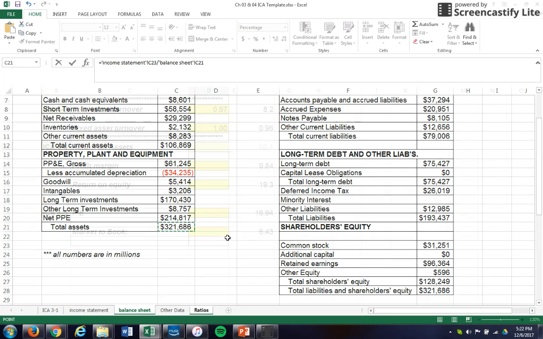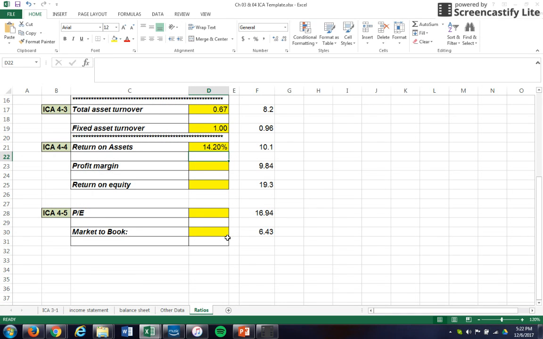Once we have our formula set, we can hit the enter key, and that gives us a return on assets of about 14.2%. Notice this is a little bit higher than the industry average, which is not too bad. The industry is at about 10%, so they're actually getting a return of about 14% on the assets in which they have invested. Our second ratio is profit margin.